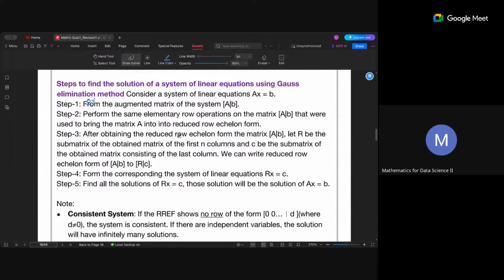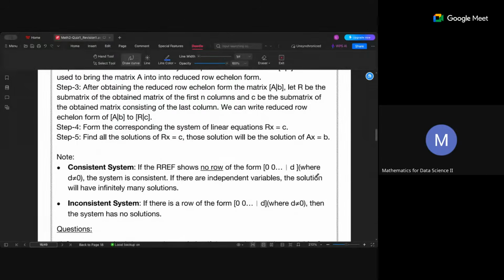And then after obtaining the RREF form, this is the resulting matrix, let us say. Now, instead of considering Ax is equal to B, we will be considering Rx is equal to C. Computing the solution to this is very easy. So we will compute solutions for this and they are solutions of Ax is equal to B. Note that for a consistent system, if the RREF form has no zero row, then the corresponding C will also have no zero entry. This is something I mentioned earlier.